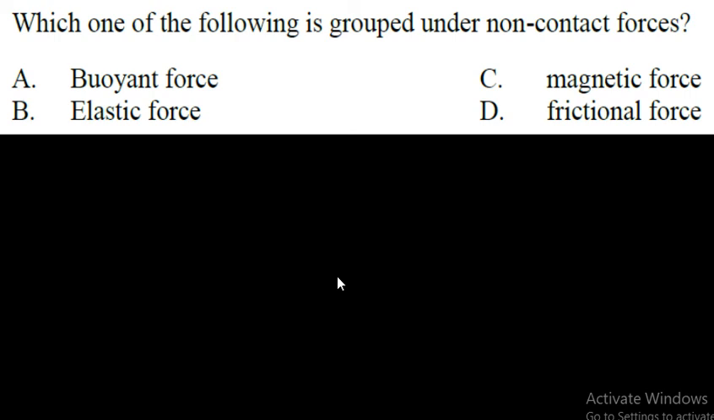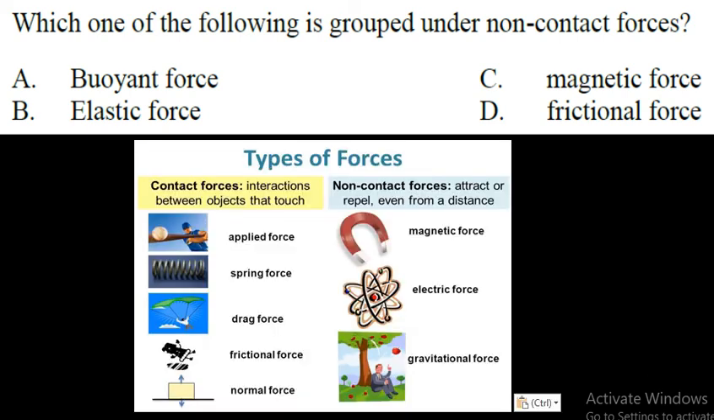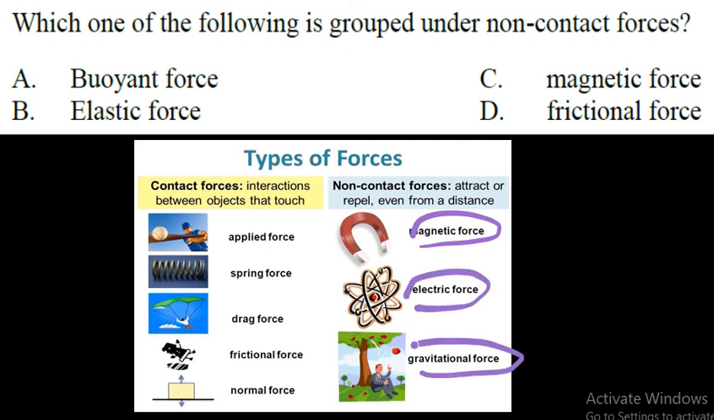It says, which one of the following is grouped under non-contact force? So at this time, try to recall what contact forces and non-contact forces are. Most commonly, the non-contact forces are magnetic force, electric force, and gravitational force. These three are most commonly non-contact.